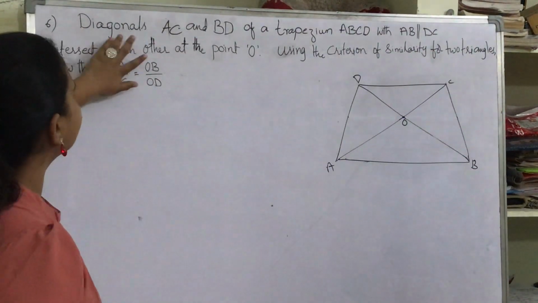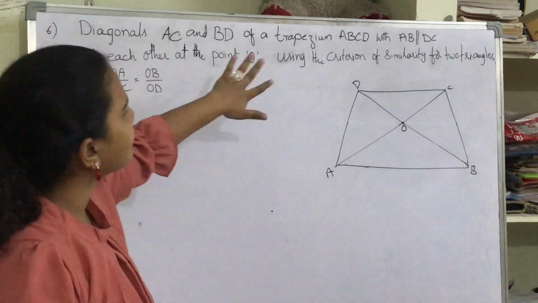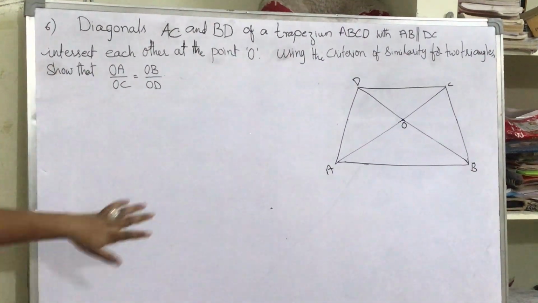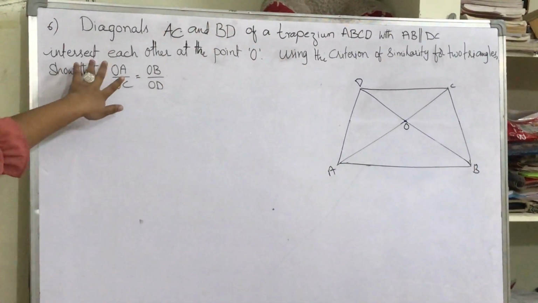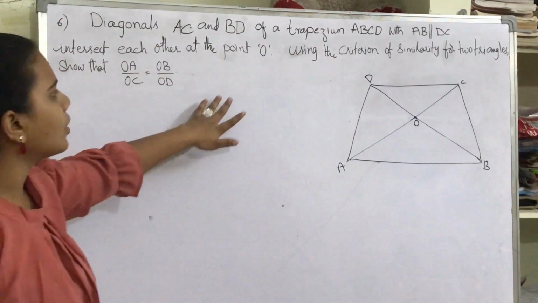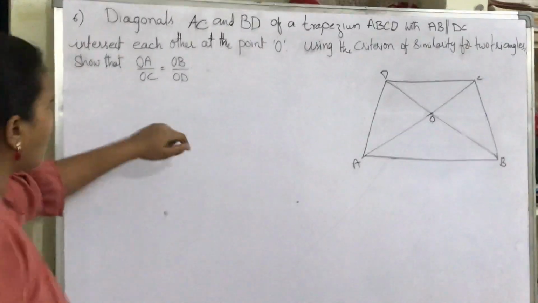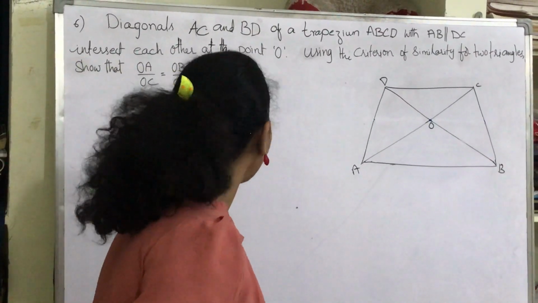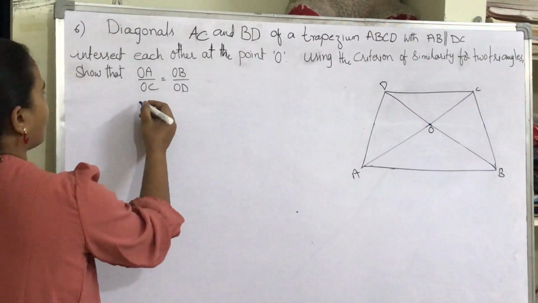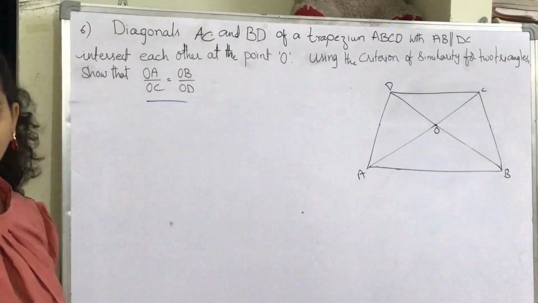Diagonals AC and BD of a trapezium ABCD, with AB parallel to DC, intersect each other at a point O. Using the criterion of similarity of two triangles, show that OA by OC equals OB by OD. So here we must show that OA by OC equals OB by OD.